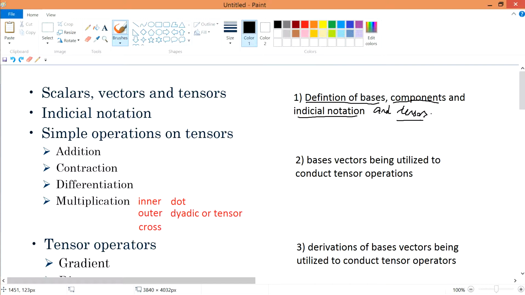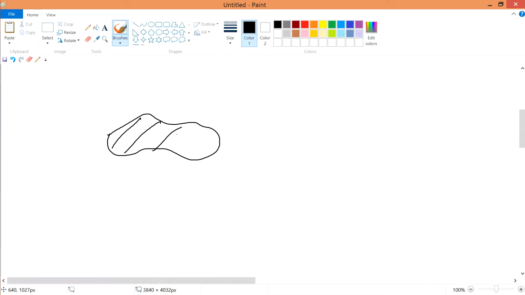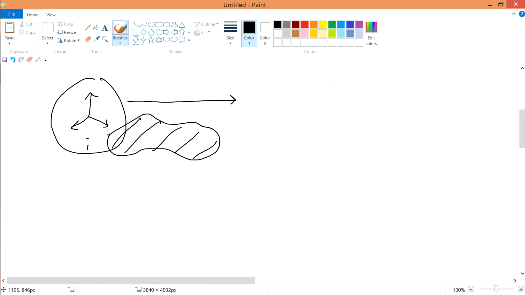Alright, and therefore, I have a body over here. I decided to analyze this body with this reference space. I call this the I space. I zoom this out a little bit, I make it something bigger. And then I introduce the basis vector.